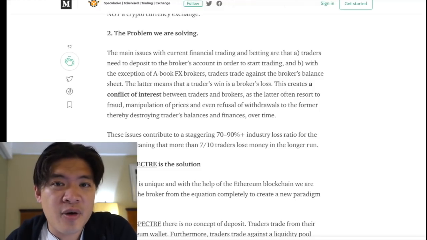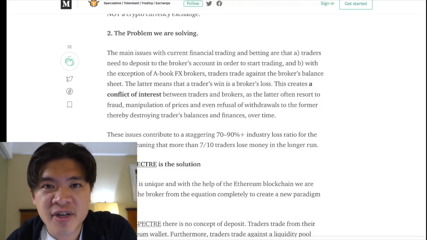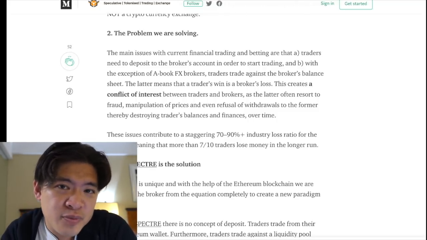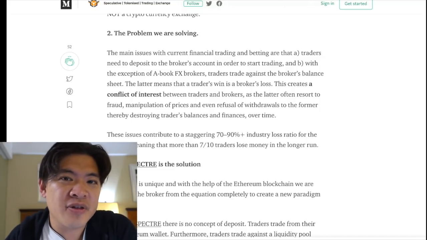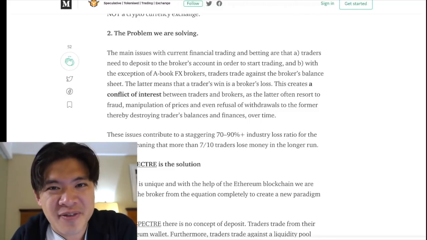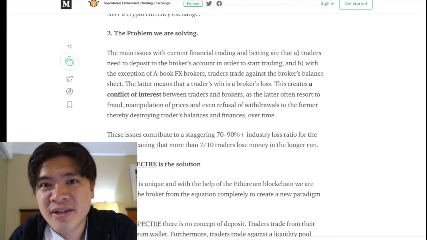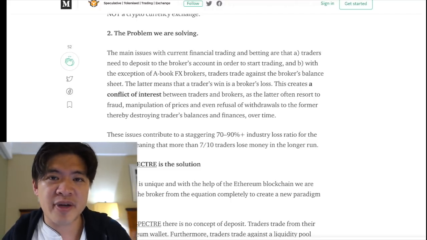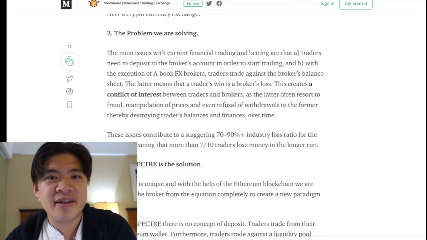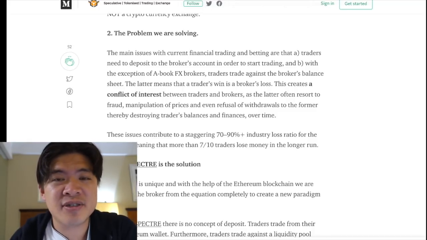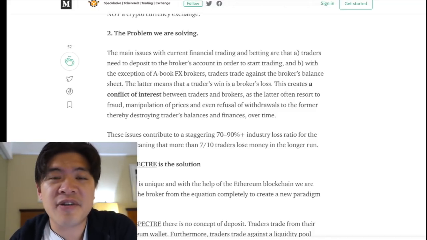Another thing to point out is that with a centralized service, there's always a conflict of interest between the broker and the trader. The broker wins when the trader loses. So now there's an incentive to make and manipulate things so the trader loses. In this case, with a decentralized service, because everything is automated, it's more transparent, and hence you're less vulnerable to potential manipulations such as tweaking the live data feed.